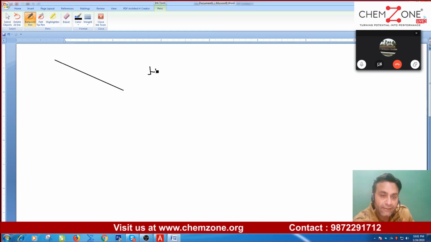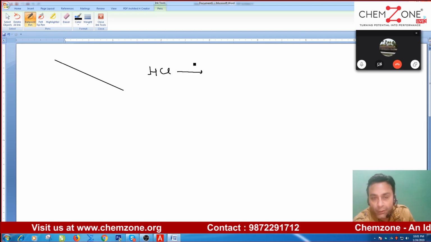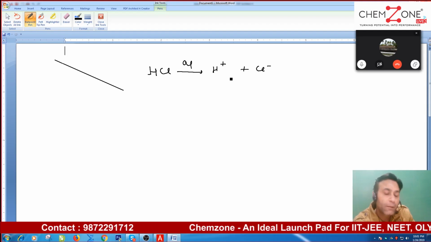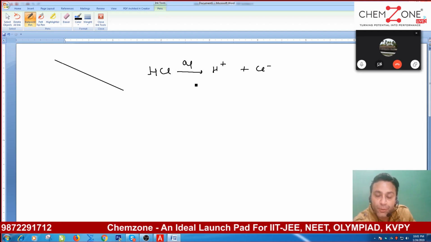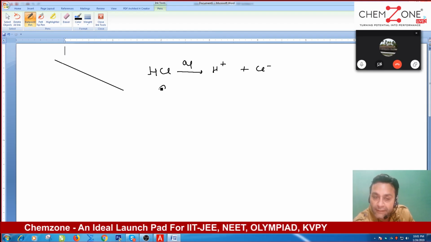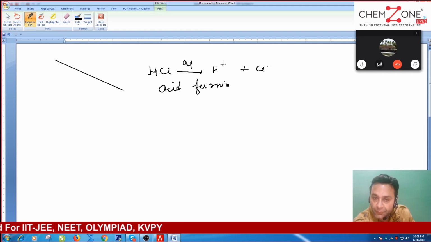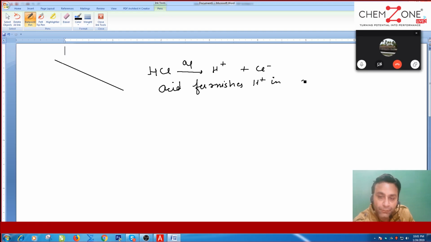So here we have an HCl, right? If I dissolve it in water, it will produce H positive and Cl negative ions. So any substance which furnishes H positive ions in the aqueous medium is called an acid. This acid furnishes H positive ions in aqueous medium. Right? How many H positive ions is it giving? One. So we call it a monobasic acid.